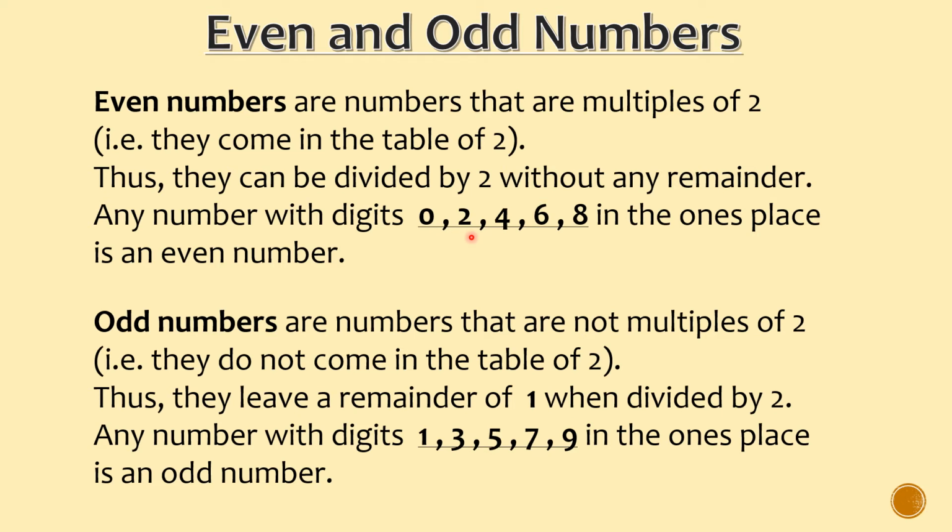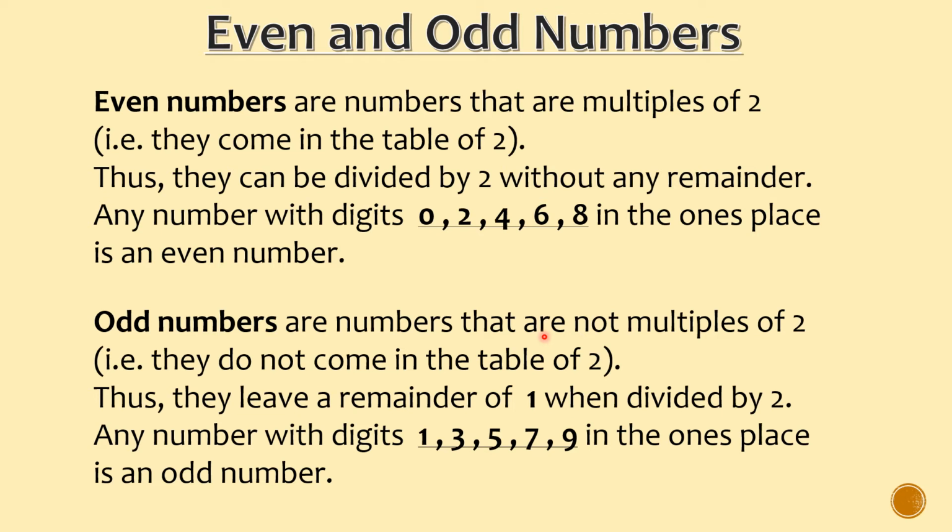So you look at the digit in the ones place. If that is an even number, that means the whole number is an even number. If that digit in the ones place is not an even number, that means the whole number is not an even number. What are odd numbers? Odd numbers are numbers that are not multiples of 2. Complete opposite of even numbers. Even numbers are multiples of 2. They come in the table of 2. Odd numbers are not multiples of 2. They do not come in the table of 2.